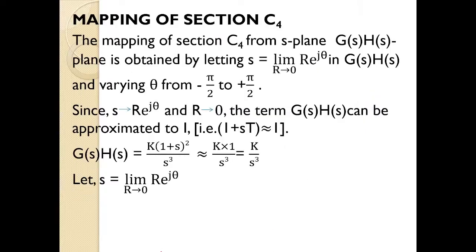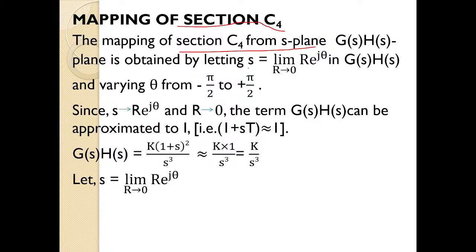Now let us go to mapping of section C4. So C4 section you can compare it with your section C2. Only the difference is there the radius is infinity, here radius is 0. The only difference that you will get is that, and the limits there the theta value varies from plus pi by 2 to minus pi by 2 for C2 section. For C4 it varies from minus pi by 2 to plus pi by 2. It's just the opposite.